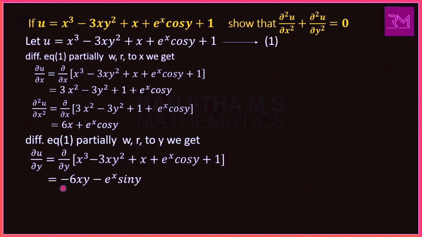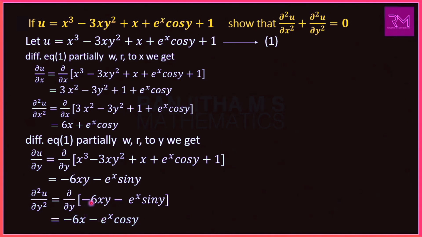Similarly we differentiate this term partially with respect to y. We get del square u by del y square as del by del y of del u by del y. We know that del u by del y is minus 6xy minus e power x into sin y. We differentiate this partially with respect to y, considering x as constant. Here minus 6x is constant, taken as it is, into the differentiation of y, which is 1. Hence we get minus 6x, minus e power x, constant, taken as it is, into the differentiation of sin y, which is cos y. Hence we get minus e power x into cos y. This is del square u by del y square.